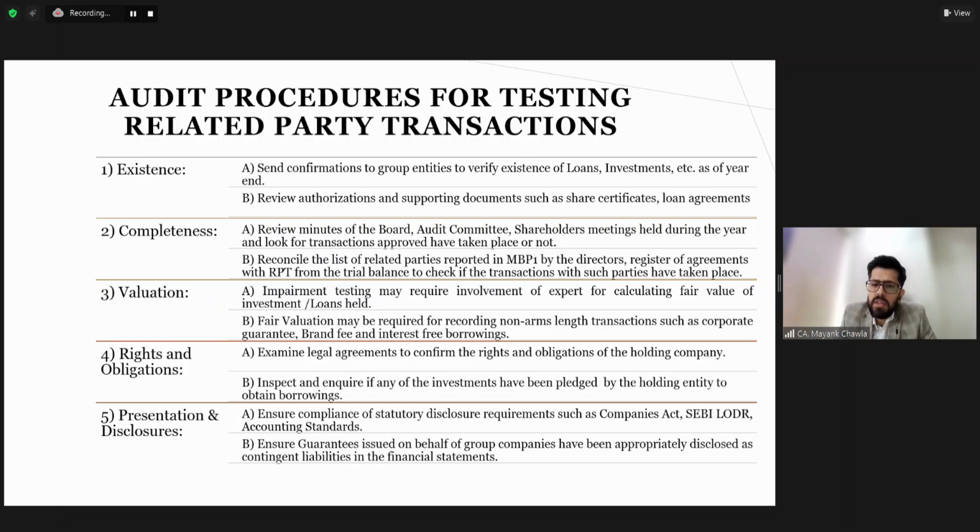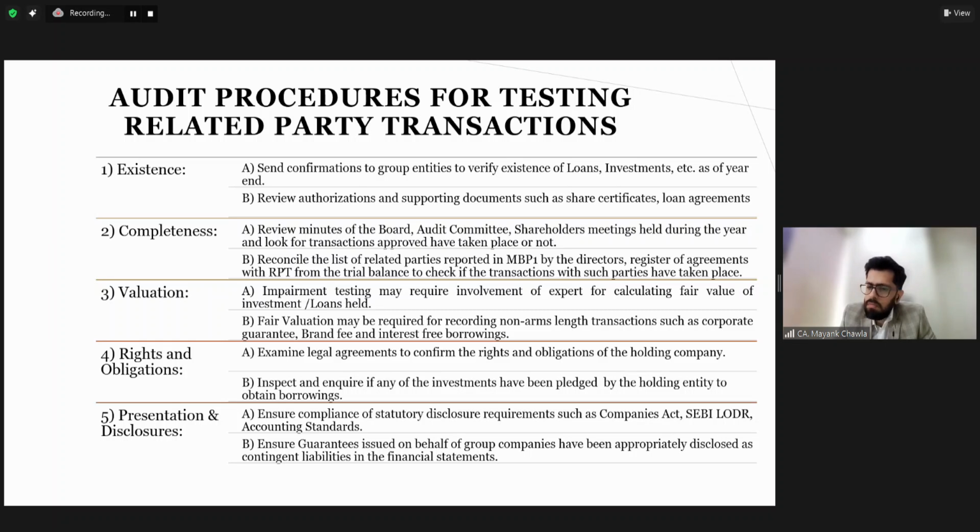For the rights and obligations, legal agreements have to be there. We need to make sure that even if it's a related party, it has to be backed by proper legal agreements. And in case certain investments have been pledged by the holding company to obtain borrowings, we have to be very vigilant about it and inspect the documents, and the same has to be disclosed properly in the financials as well.